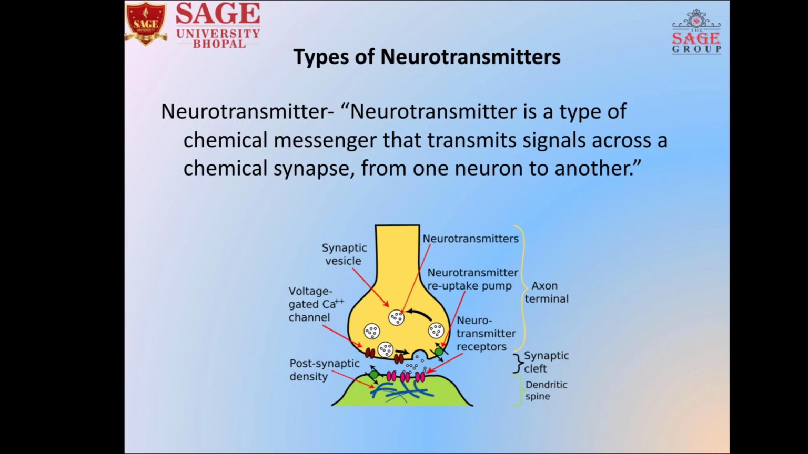Neurotransmitters. So a neurotransmitter is a messenger. What do you mean by messenger? So in our body, when we need to send signals or when we need to react or perform something, there is a chemical situation in the body which is going on, specifically a chemical messenger type of neurotransmitter that transmits signals across the chemical synapse from one neuron to another.